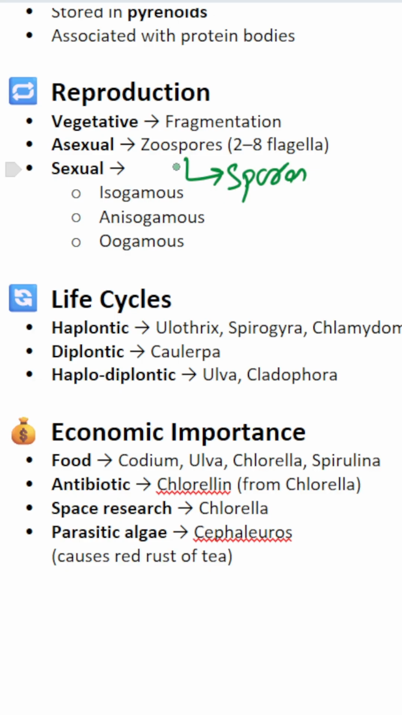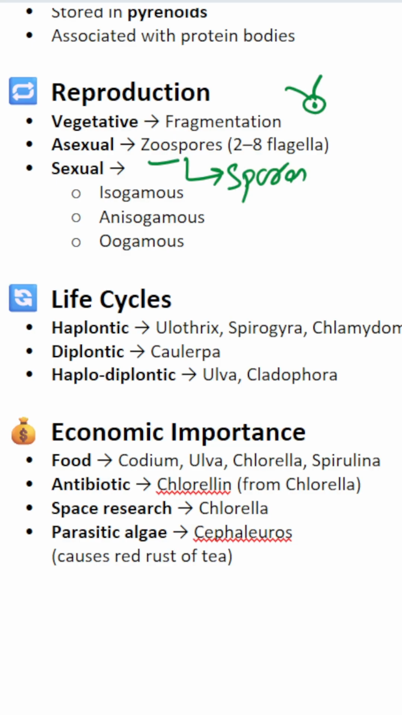And the spores present are called zoospores. Why zoospores? Because these spores have flagella. The spores having flagella are called zoospores because they are motile spores. Normally the number of flagella may be from 2 to 8. So we are discussing this briefly, but in a long video we'll discuss everything with a neat labelled diagram.